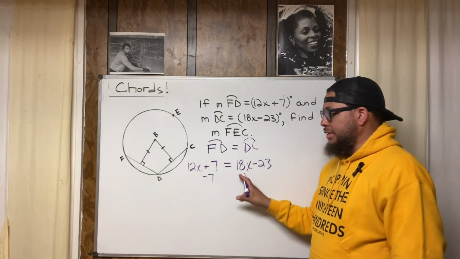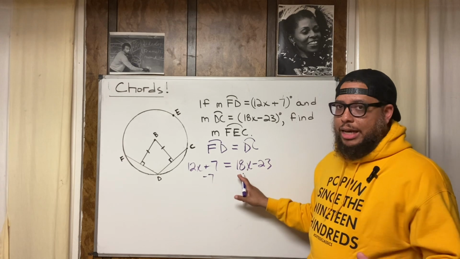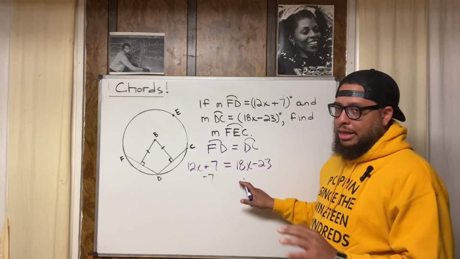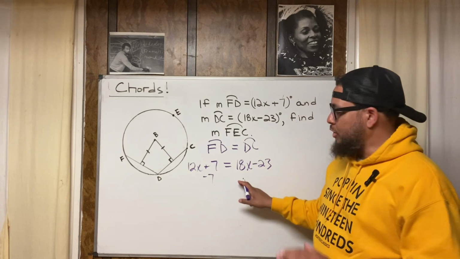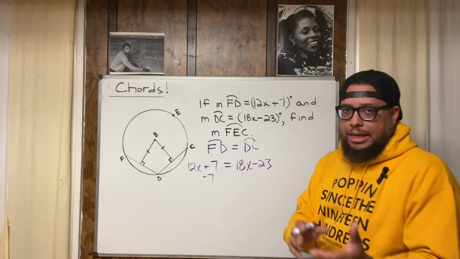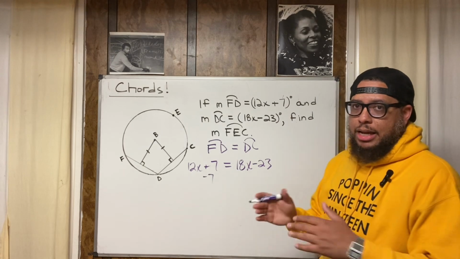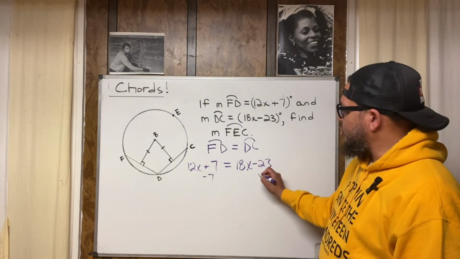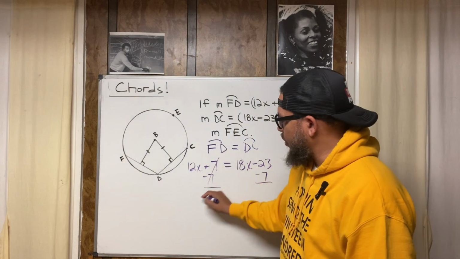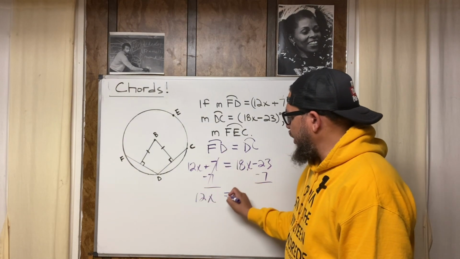But I'm not subtracting 7 from 18x, because they're not like terms. I repeat, I'm not subtracting 7 from 18x and getting 11x. That's wrong. Don't ever do that. You can only add or subtract like terms. An x and a constant are not like terms. I subtract the 7 from negative 23. 7 minus 7 is 0. Bring the 12x down. Bring the equal sign down.